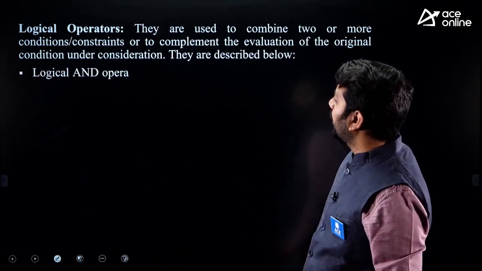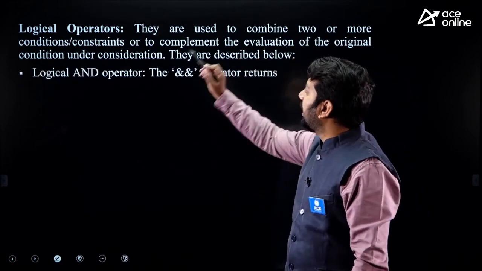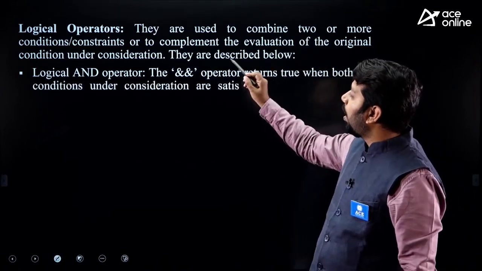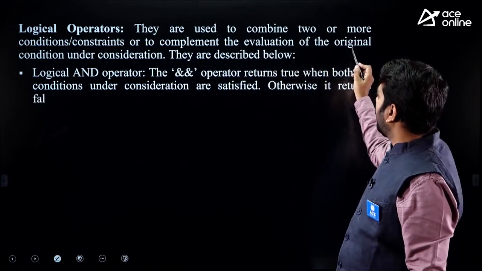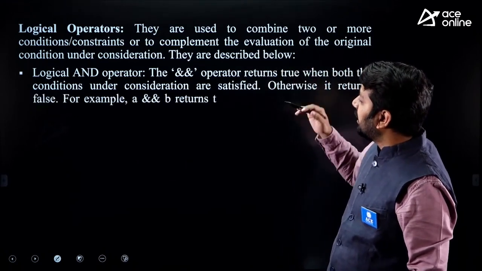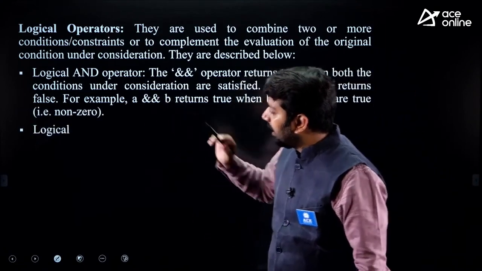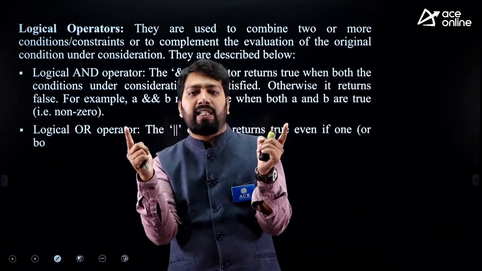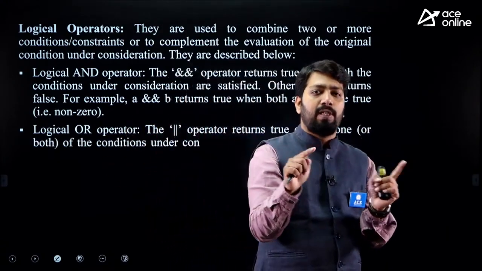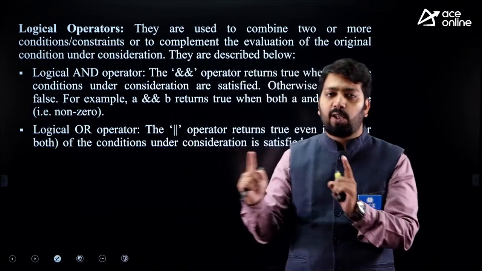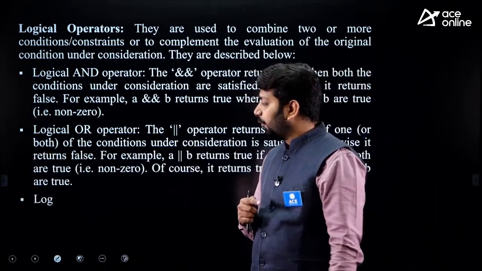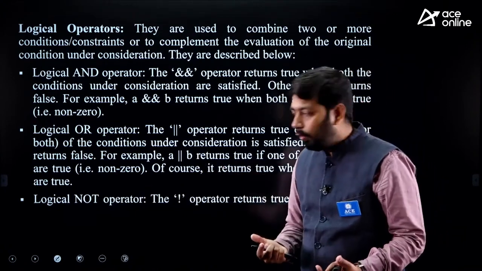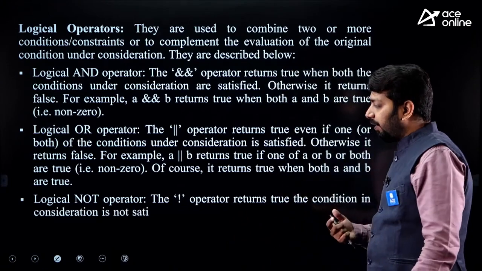Okay. So logical operators are used to combine two or more conditions and constraints, or to complement the original condition under consideration. Let's talk about logical AND and logical OR. In logical AND, the conditions of both operands must be true, then only you will get the answer true. In logical OR, if any of the operands is true, you will get the answer true. Same way there is a logical NOT. What does it do? It will change whatever we are getting.